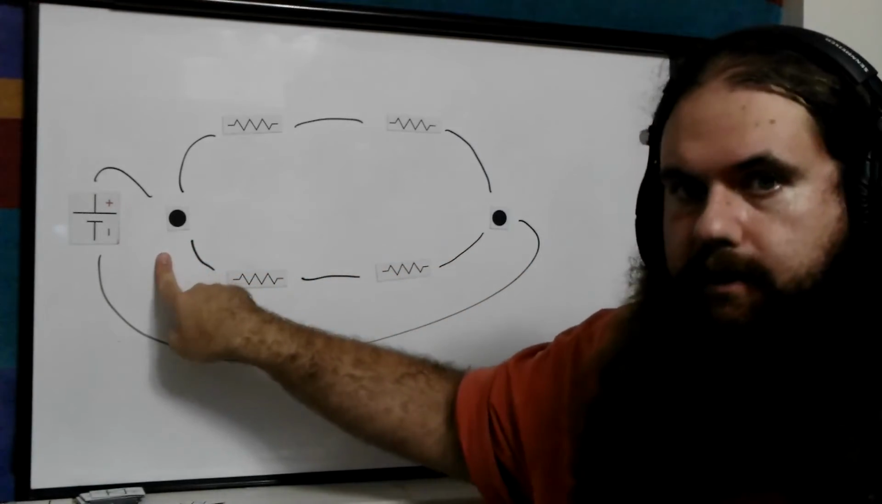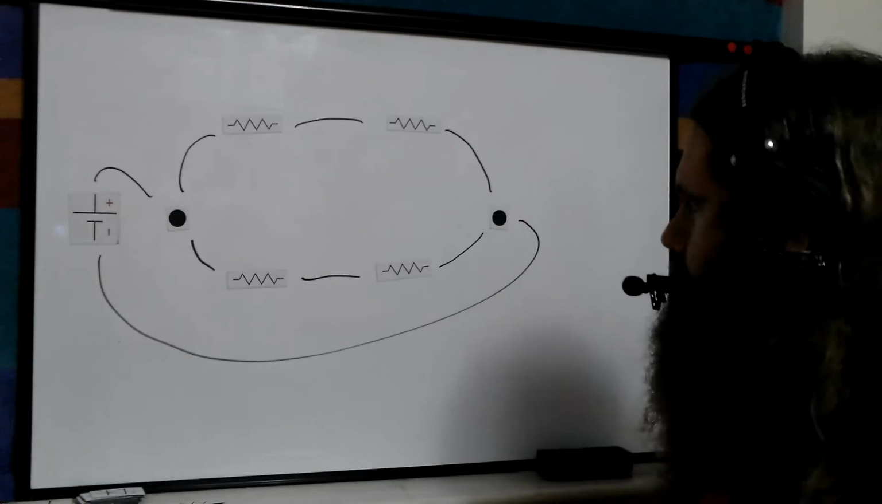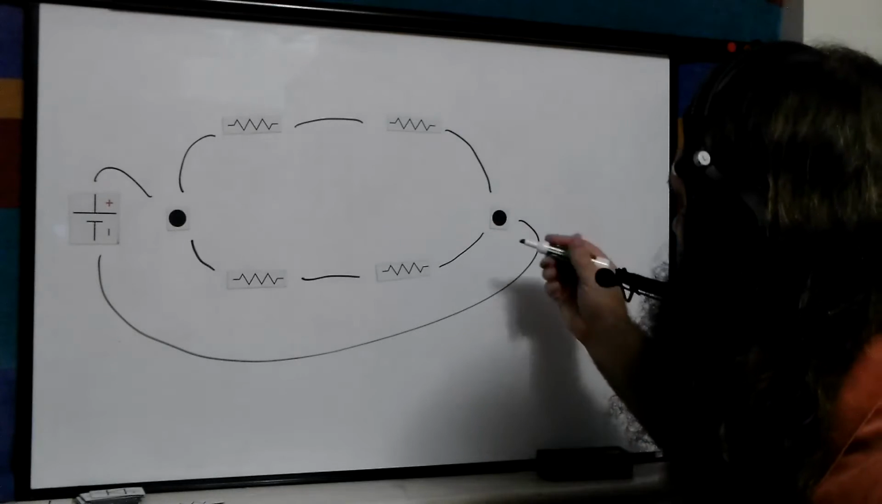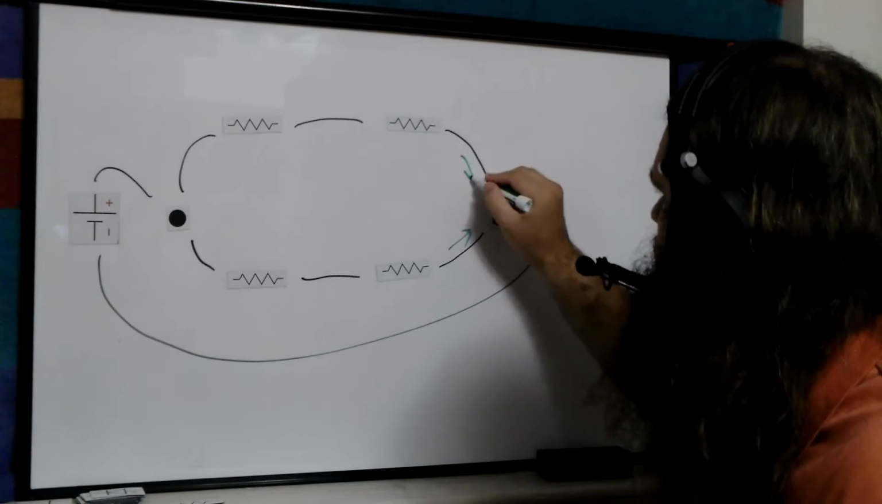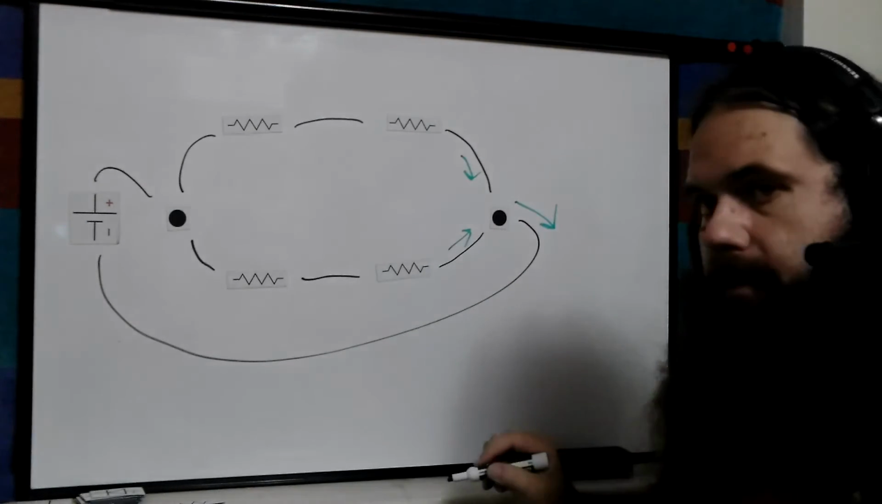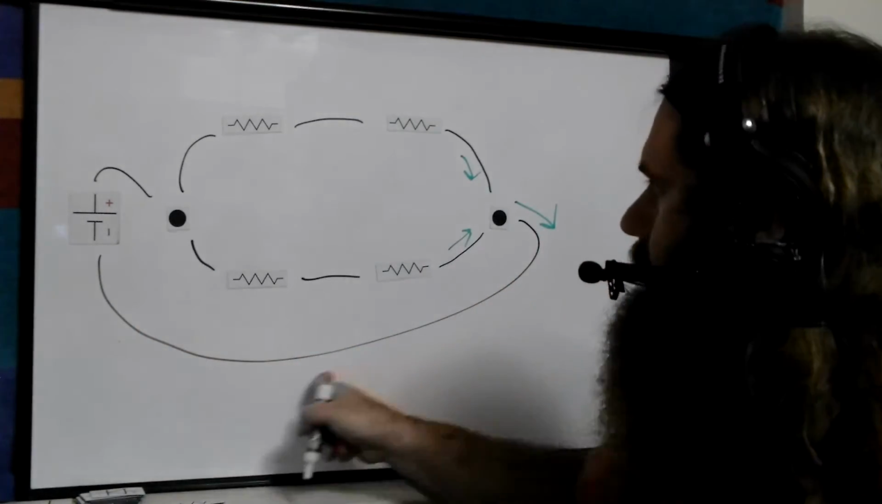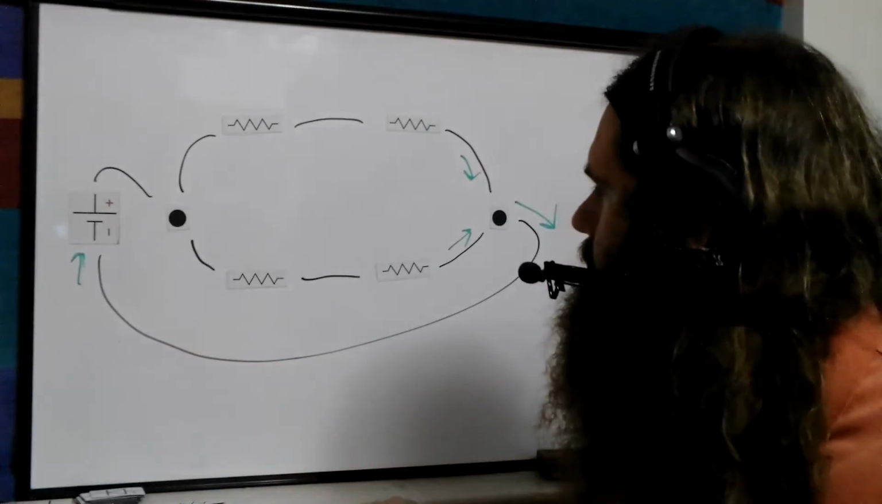So we have 2 junctions. So let's just take this junction. Let's label our currents. Again, it doesn't matter which direction you do it. Let's do it that way, that way, that way. Remember, when it's not a junction, it has to be the same. So this one has to go in here.